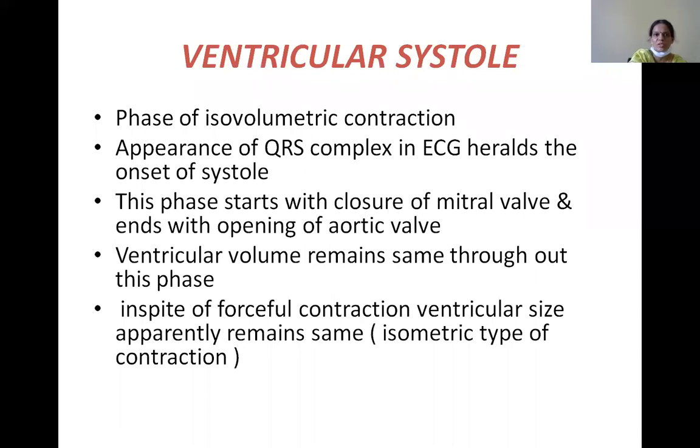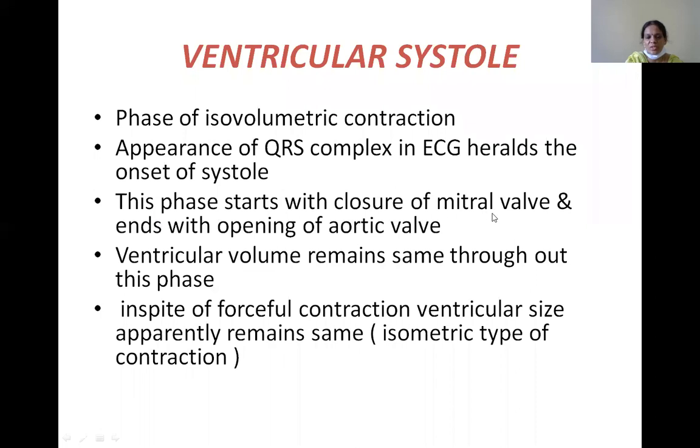As you all know, the atrial systole and the diastole. So in atrial systole, contraction is occurring, and that gives the A wave in the JVP. In ventricular systole, the blood will be coming out from the atria into the ventricles through the AV valves. Okay, ventricular systole, phase of isovolumetric contraction. Appearance of QRS complex in the ECG heralds the onset of systole.